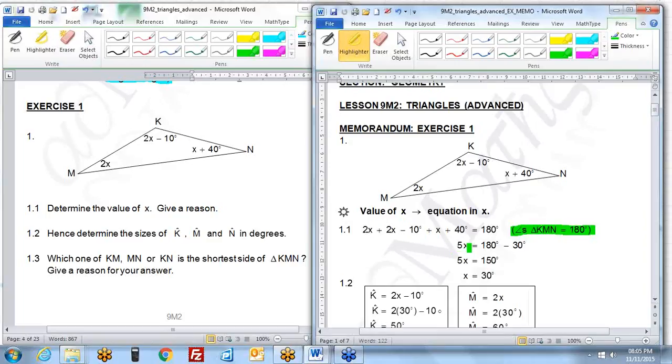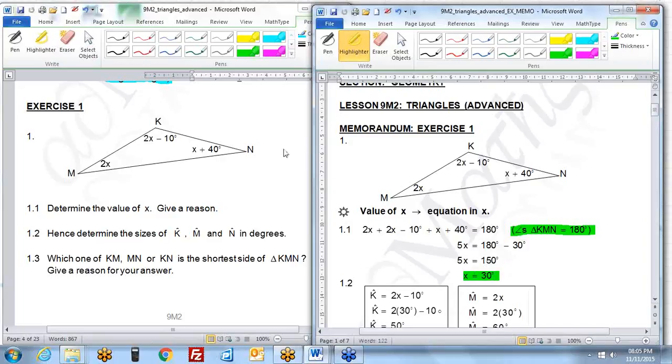All your x's on the left hand side of the equal sign. So we're going to say plus 10 degrees on the left hand side, plus 10 on the right hand side, minus 40 on the left hand side, minus 40 on the right hand side, and then you get minus 30 all together. So 180 minus 30 gives you 150. You add all the x's together, you get 5x. You divide by 5 on the left hand side, you divide by 5 on the right hand side of the equal sign, and you get x equals 30.